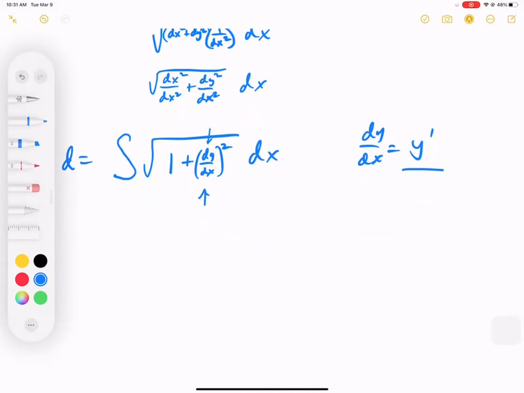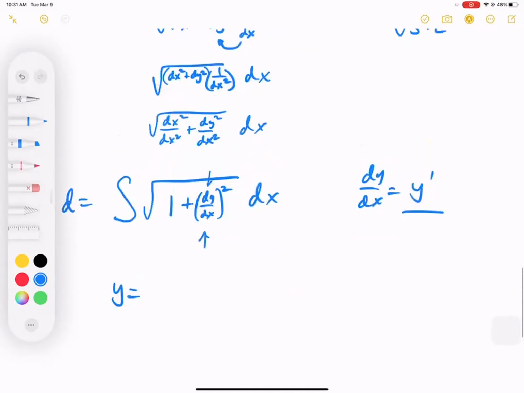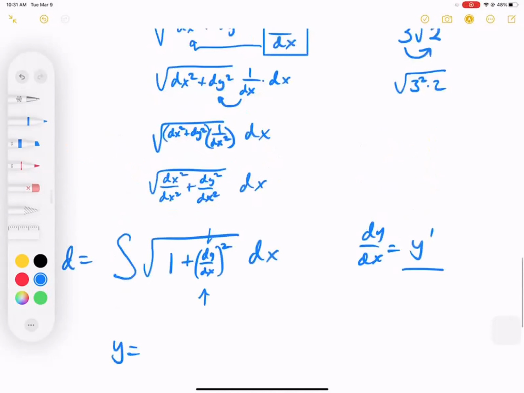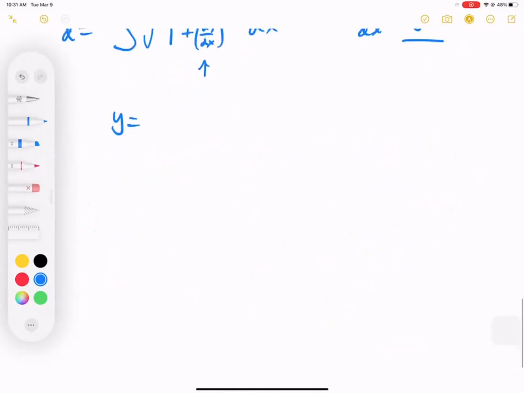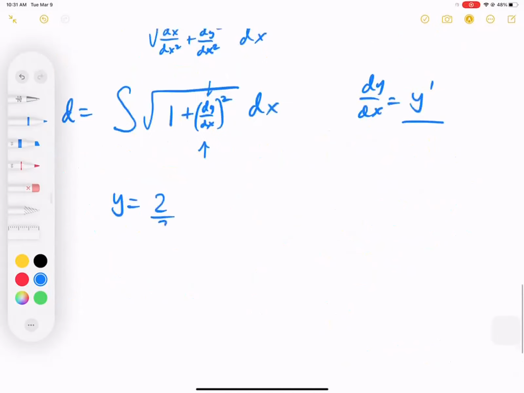Now let's go back to our original problem. We said our original problem was y is equal to, what did we say, positive 2 over 3x plus 1. If I want to find the length of this curve from 0 to 3, we can use this formula, and we'll call this a to b. Up here, a to b.